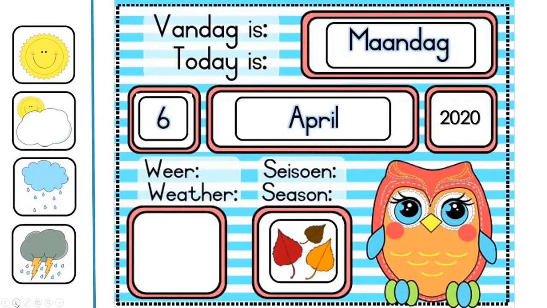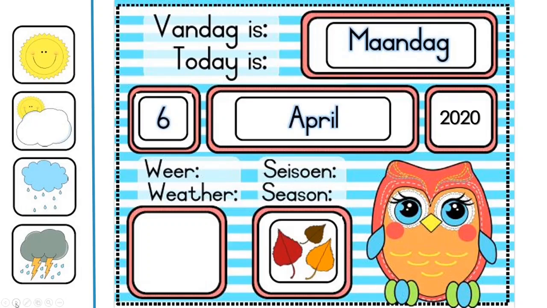Vandag is Maandag. Today is Monday. Die datum is 6 April 2020. The date is the 6th of April 2020.